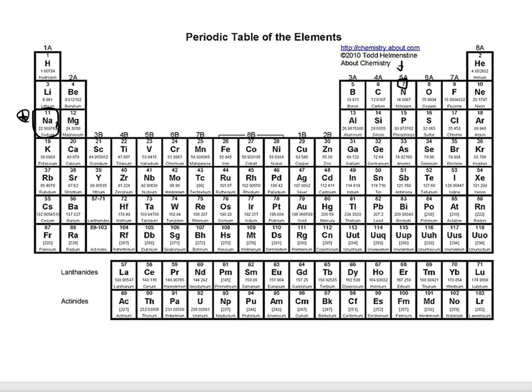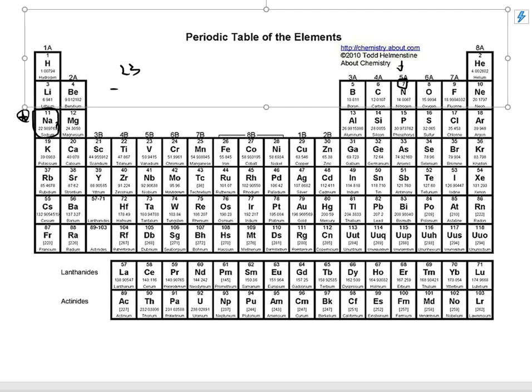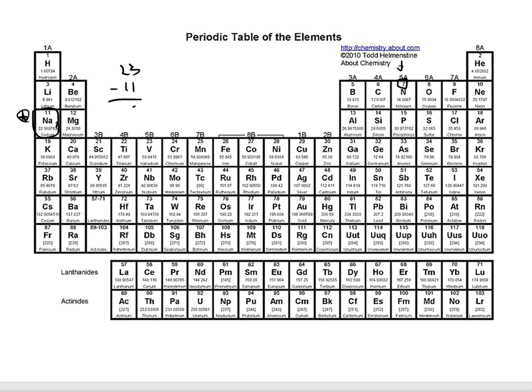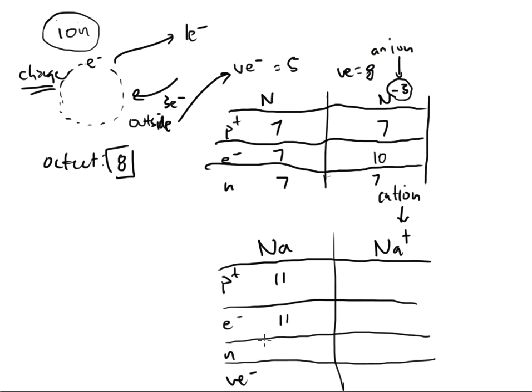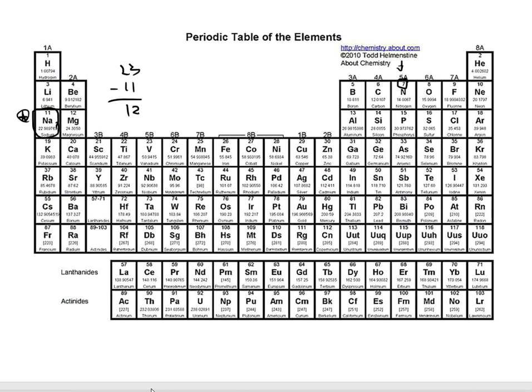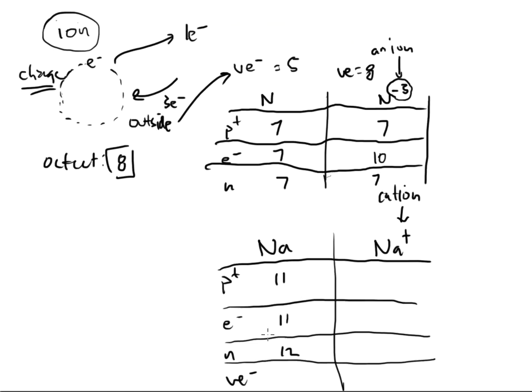I'd be okay with that. It's so close. And I'm going to take 23 minus 11. And this gives me a total of 12. So I'm going to say 12 neutrons. That's fine. If we're not perfect, so what? It's not what I'm after here. And valence number. Well, this sodium up here at the very top is in group number 1, 1A right there. So that valence electron is a 1.